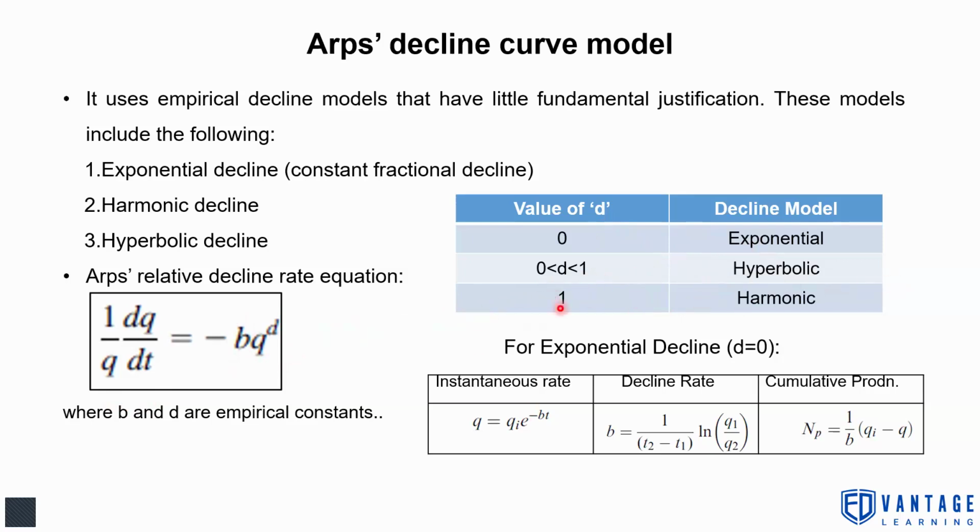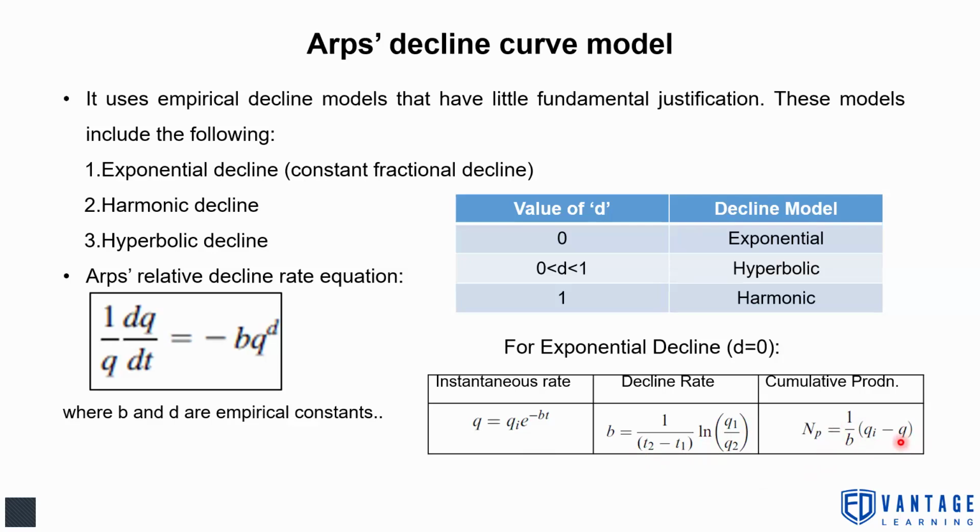So for each of these decline models, we have the rates that are derived. For exponential decline, d is equal to 0, q is equal to qi e^(-bt) with the decline rate b. And b can be estimated from ln(q1/q2). q1 can be the rate at any time t1, and q2 can be the rate at any time t2 after t1. So ln(q1/q2)/(t2 - t1) will give us b, and the cumulative production is (qi - q)/b.